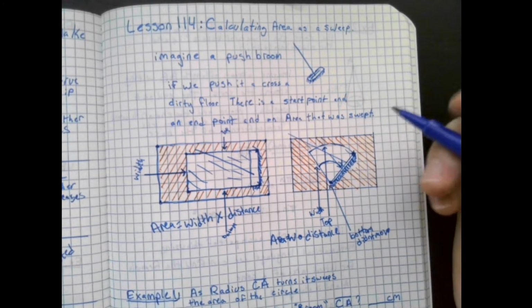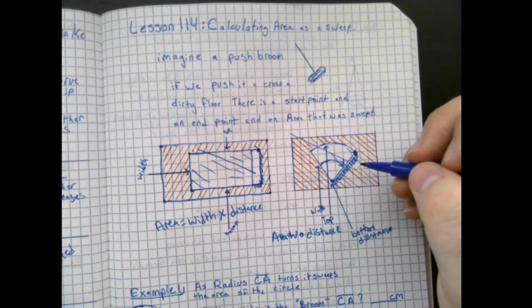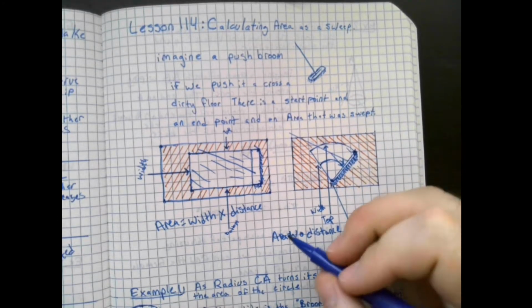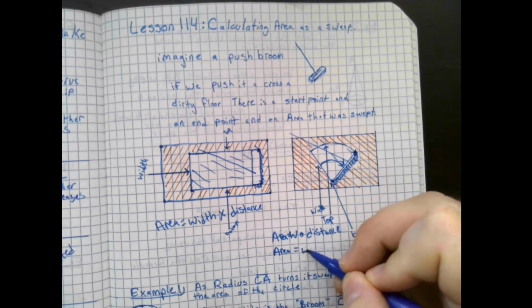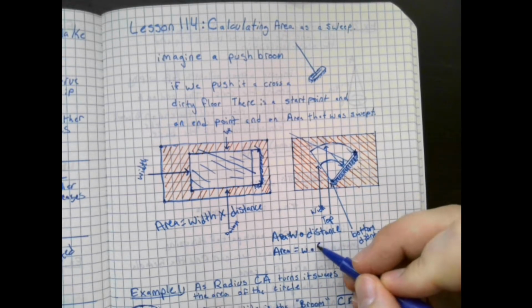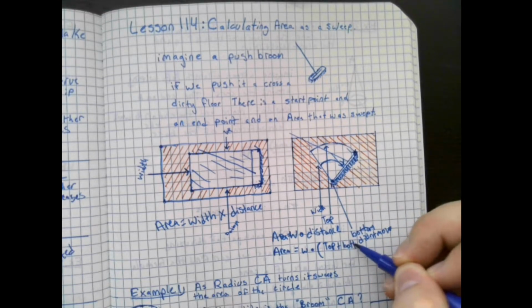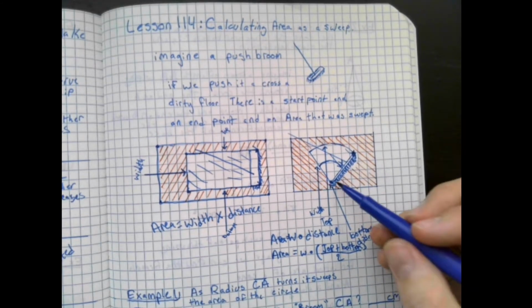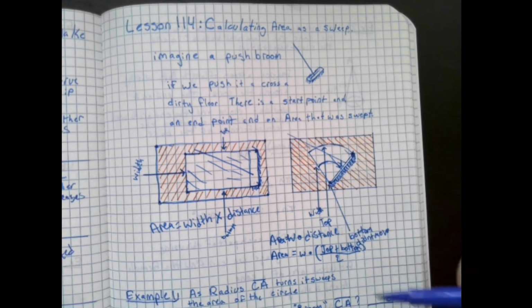Now, the cool thing about this is we can find the distance that the broom moved on average by adding the two extremes and dividing by 2. So we can say that the area equals the width times the top plus the bottom, divided by 2. Now in this case, the bottom is 0, so it would just be the top divided by 2.